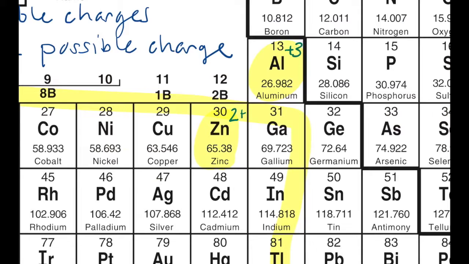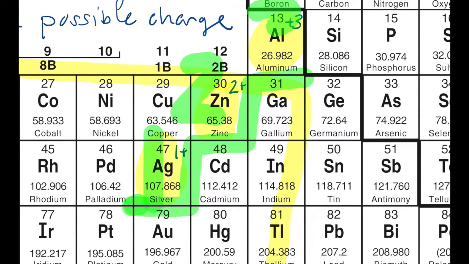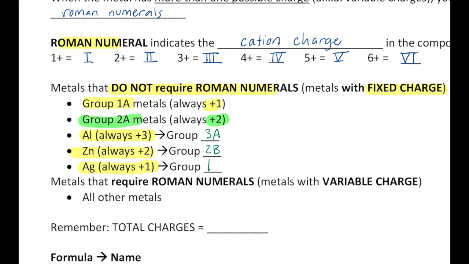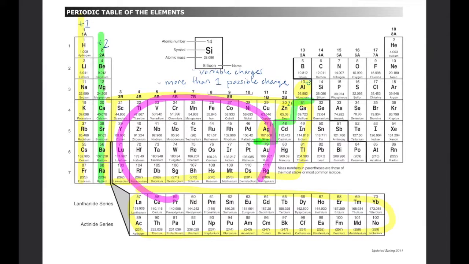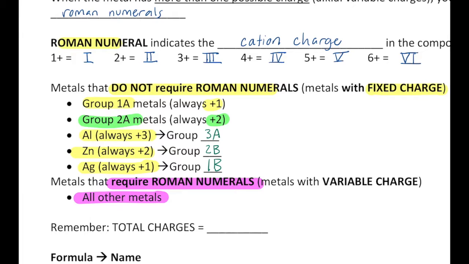So you'll also notice that these are in groups like 3A for +3, 2B for 2+, 1B for 1+. And some other trick that I like to use is these three elements also kind of form a staircase. So step 1 is 1+, step 2 is 2+, step 3 is 3+. So you can always remember those three metal cations as having those charges. Since you know the charge, they don't need a Roman numeral. Everything that needs a Roman numeral is every other metal. If it's not group 1A or 2A or those three metals, you need to have a Roman numeral in the name.